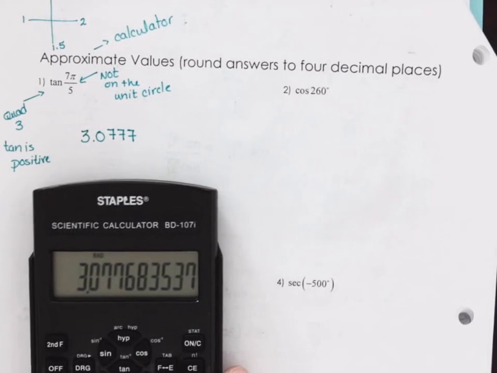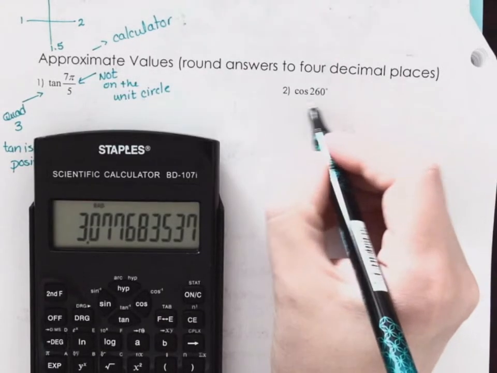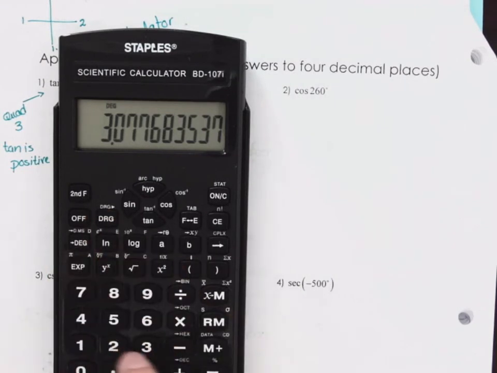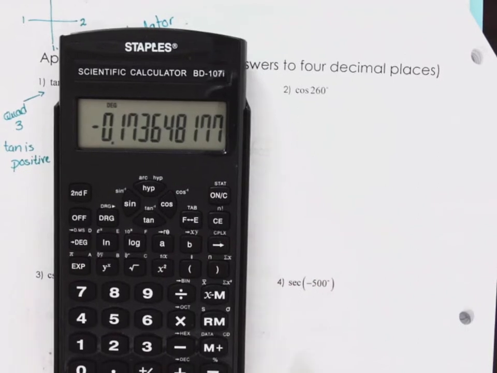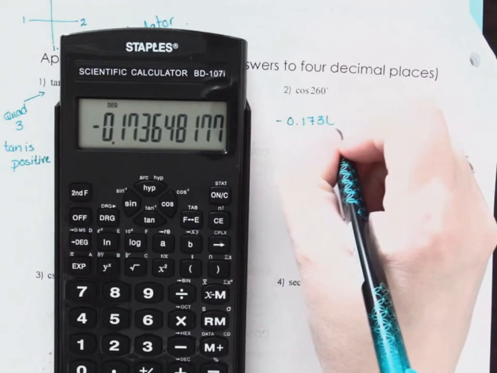Okay, cos of 260. Where is 260, ladies and gentlemen? What quadrant is 260 in? Try again. 3, right? Because 270 is right here, and we're a little bit less, so we're in quadrant 3. So what do we know about cosine in quadrant 3? It's negative. So we anticipate our calculator should give us a negative answer. Okay, notice this one's in degrees. So I have to switch my calculator back to degrees. So now I'm going to put in 260, and I'm doing cosine. So negative 0.1736.